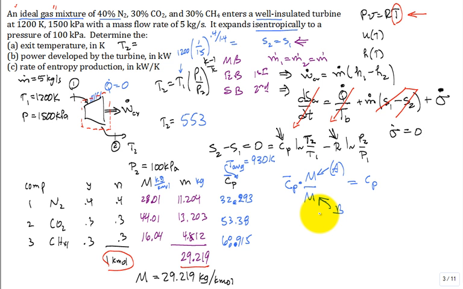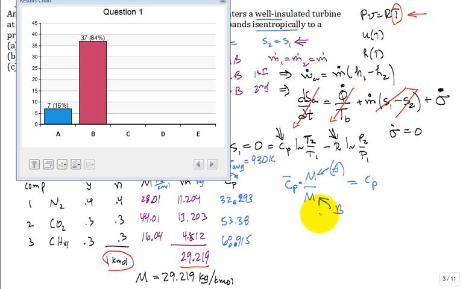Let me stop this and see where we're at. All right. So a vast majority says we divide by. Look at the units. C sub P is in kilojoules per kilogram Kelvin. This was kilojoules per kilomole Kelvin. So if you divide by molar mass, which is kilograms per kilomole, the kilomoles cancel, and you're left with kilojoules per kilogram Kelvin. Congratulations to the 84% that had that correct.